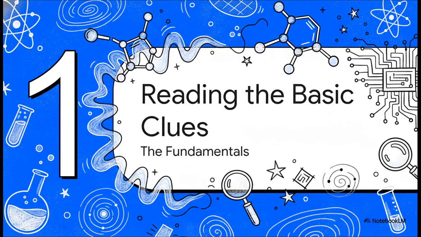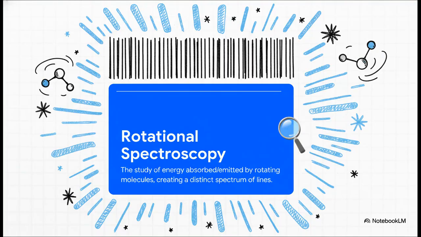Okay, so first part of our investigation. We need to figure out how to actually read these cosmic clues. This is where we get into the fundamental techniques of our detective work. Our main tool is called rotational spectroscopy. Now, that might sound super complicated, but the basic idea is actually pretty straightforward.